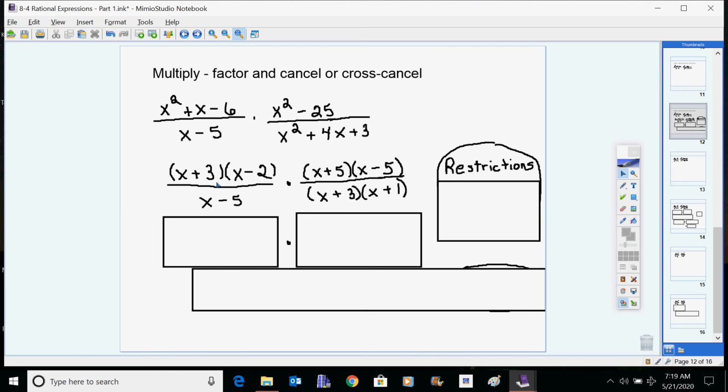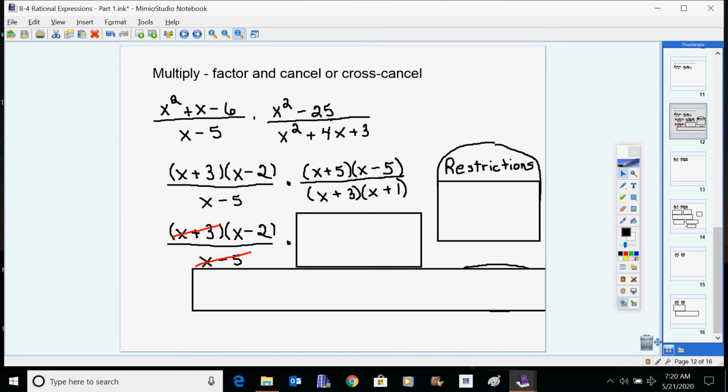This x minus 5 is a group, so it can be canceled out. This is really x minus 5 times 1, so you can actually cancel it out if need be. So we're looking for things that cancel either up and down, or it can cancel across this way as well. So for example, this x minus 5 can cancel with this x minus 5. This x plus 3 can cancel with this x plus 3. And then there's nothing else that's going to cancel.